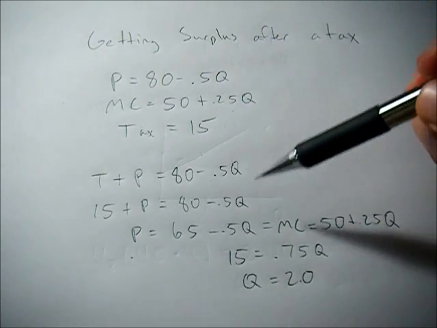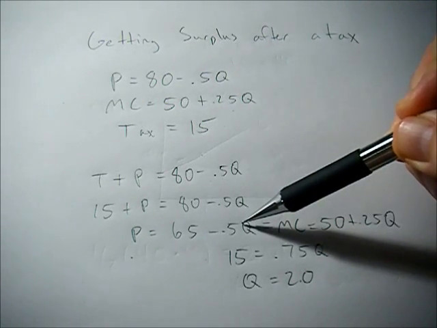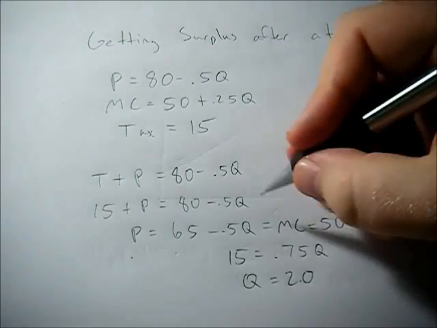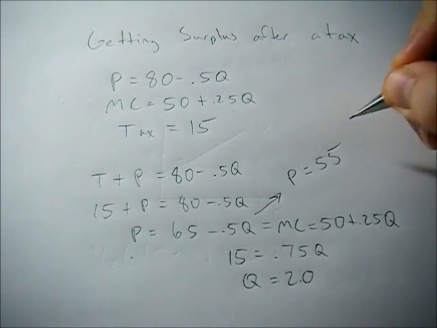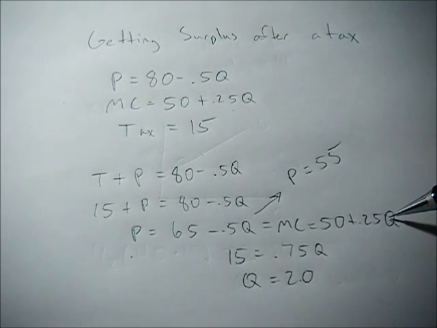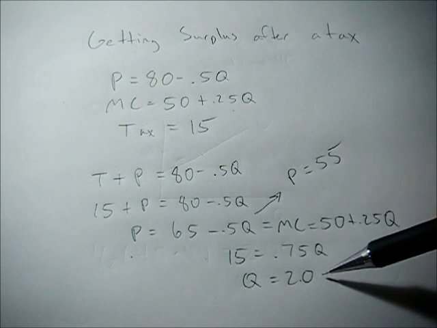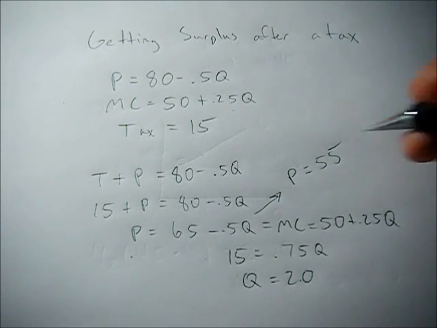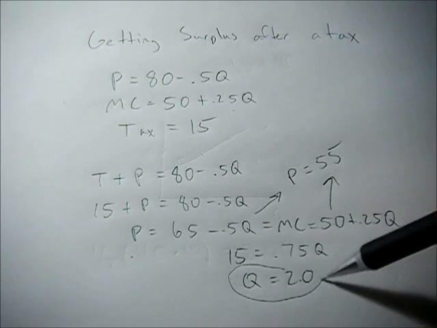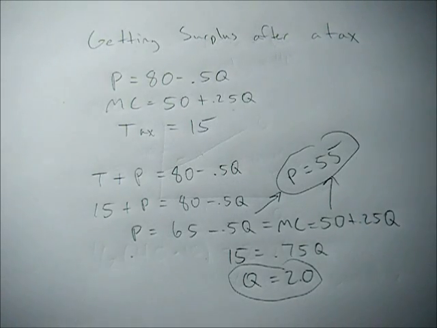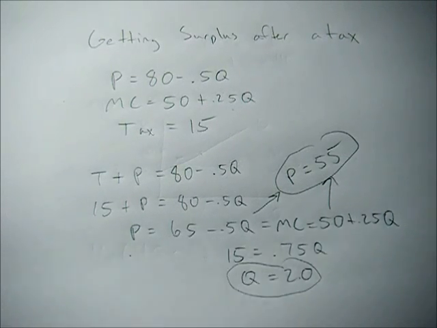We can plug that into our inverse demand. It's going to be minus 10, so p equals 55. We could plug that in here too. 0.25 times 20 is going to give us 5. 50 plus 5 again gives us 55. So our new equilibrium quantity is 20. Our new equilibrium price is 55. Now we can go through those same steps as before to get our consumer and producer surplus.